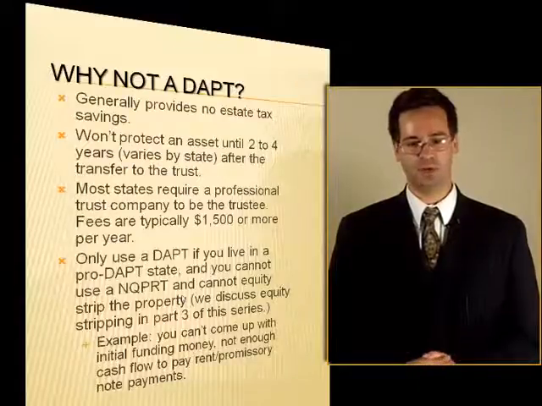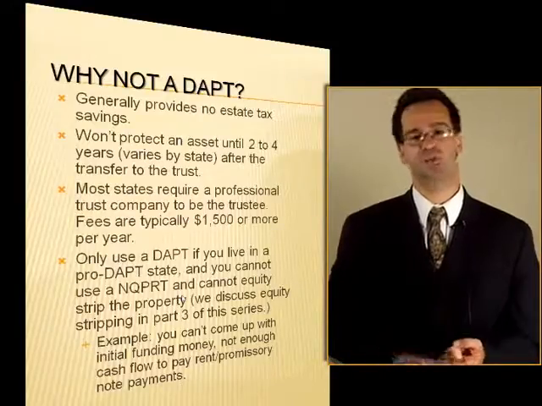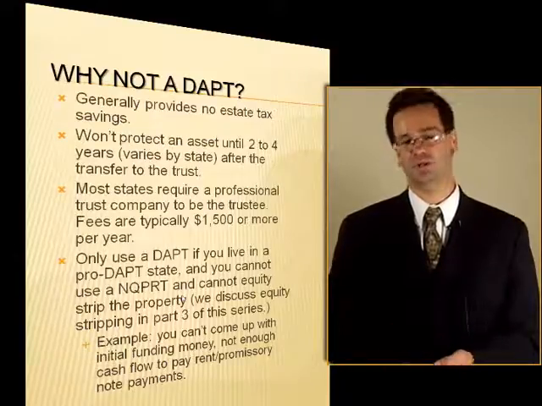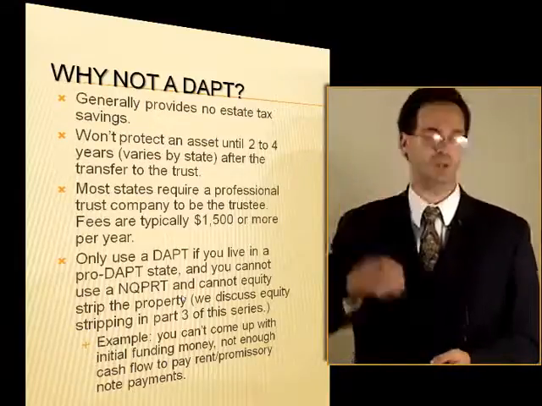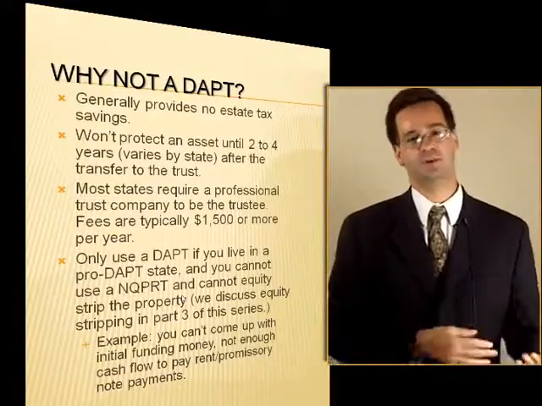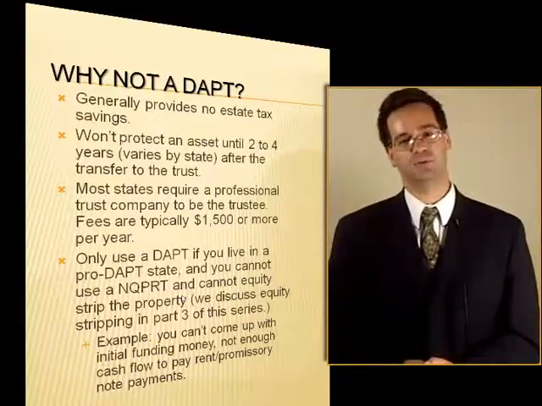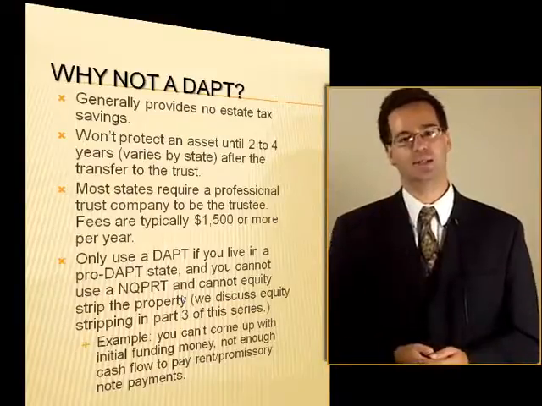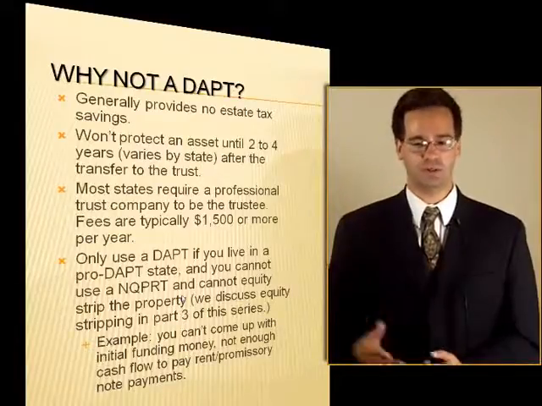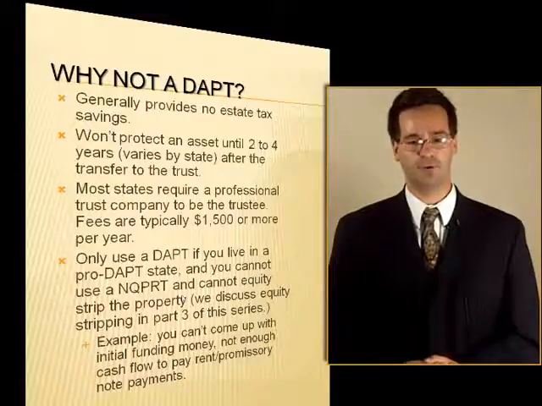So for those reasons, I only use a DAPT, Domestic Asset Protection Trust, number one, if you live in a state that has pro-DAPT legislation, and number two, maybe your state's really small and you don't need estate tax savings. Maybe you don't want to go through the initial hassle of a non-QPRT with giving money to friends so that they can fund the trust, or they just put it in themselves. And also of equity stripping, which we talk about in Part 3. This is Part 2, so next section. If equity stripping doesn't work either, then we'll consider a DAPT, but really I don't set them up very often at all.